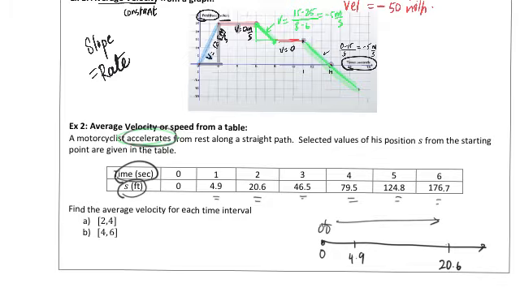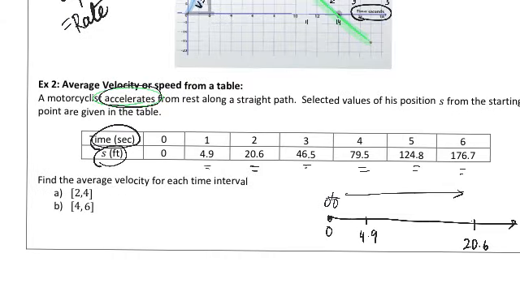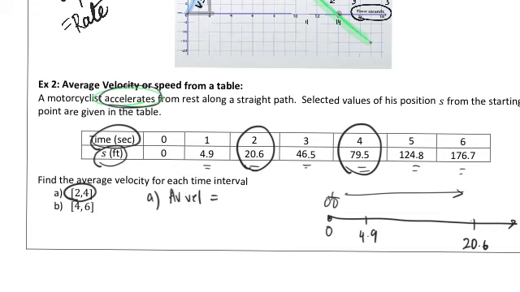Okay, so if we're finding the average velocity for the time interval 2 to 4, all we have to do is a rise over run calculation between those 2 points. So for part A, we would say his average velocity in this time interval will be y2 minus y1 divided by x2 minus x1.